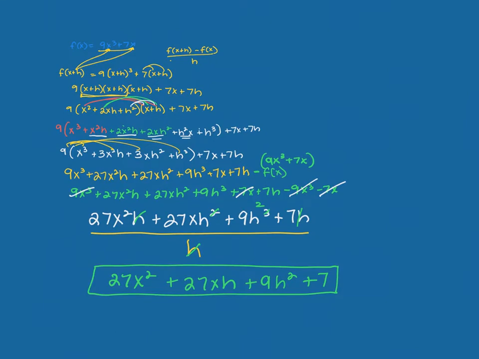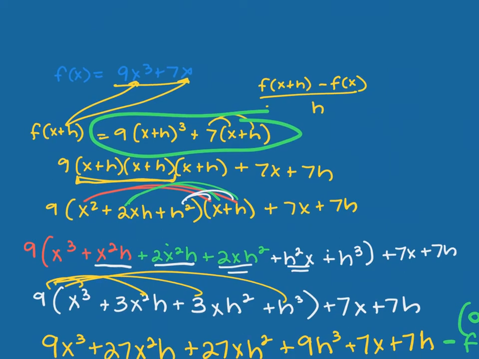Oh, where's the 7x and the 7h on the side? That is from the very beginning. My initial thing was 9x to the third plus 7x. So wherever the x went, which was the x here and the x here, was my x plus h. So that 7 got distributed to the x and the h. You might have had different numbers, but it was the same process.